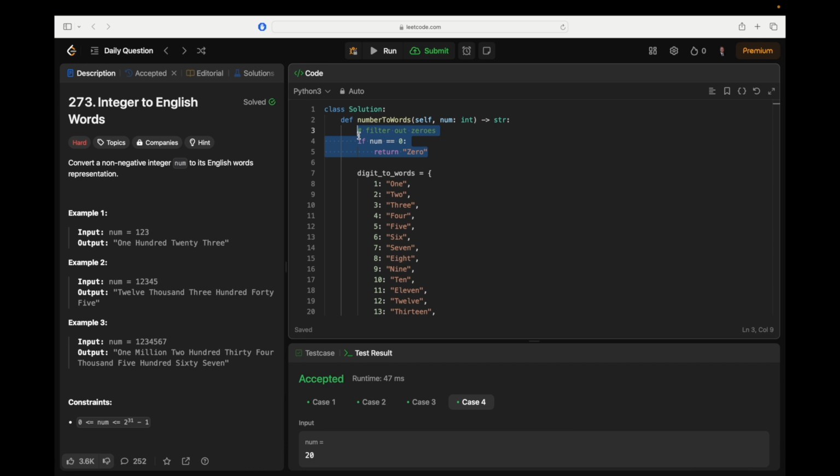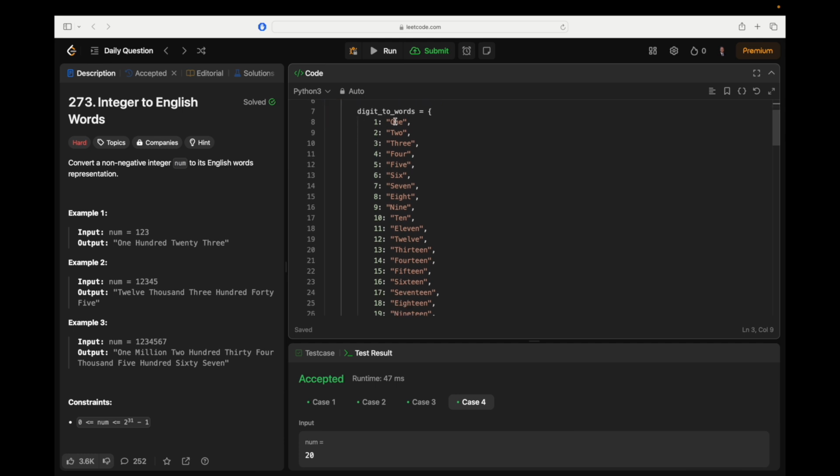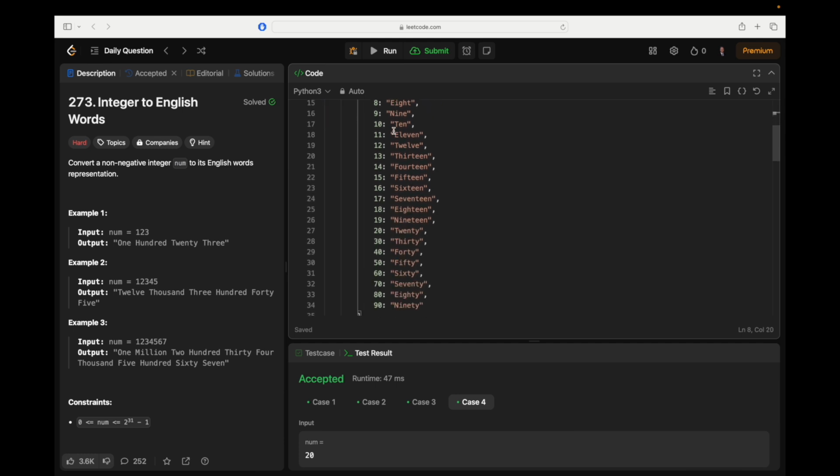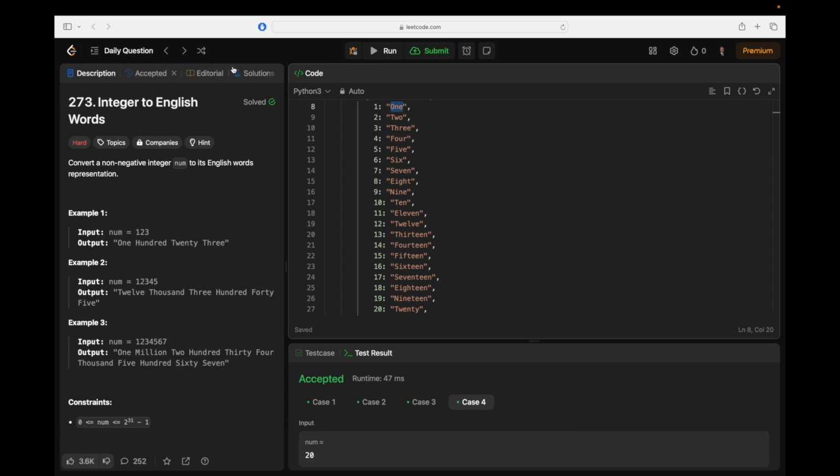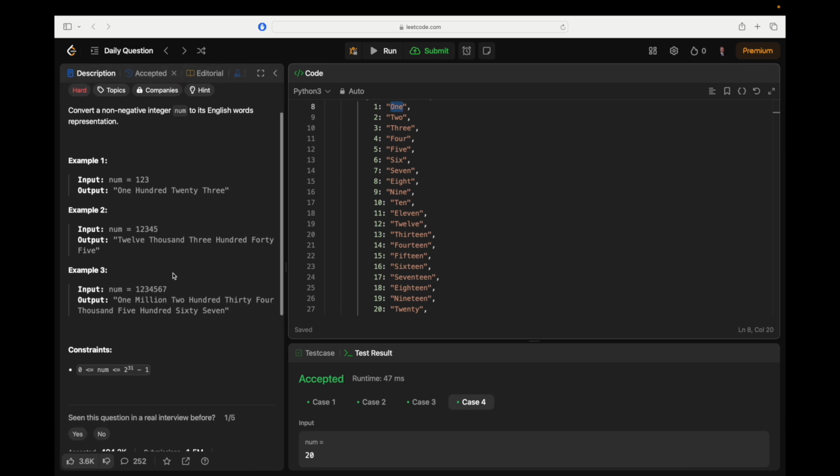Let's just skip all that. Let's just say if we have a zero, it's zero. Otherwise, skip all zeros. That's my logic there. Next, I made a quick dictionary of all of the different words that you would find when saying a number out loud. And I was just doing this based on the problem description.